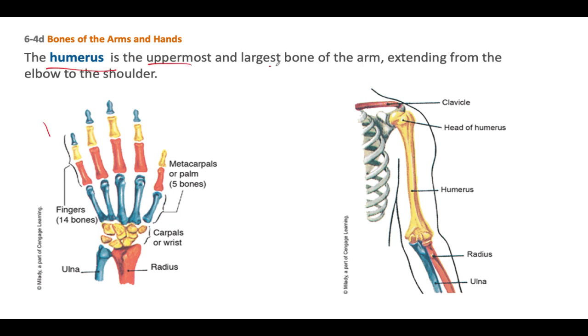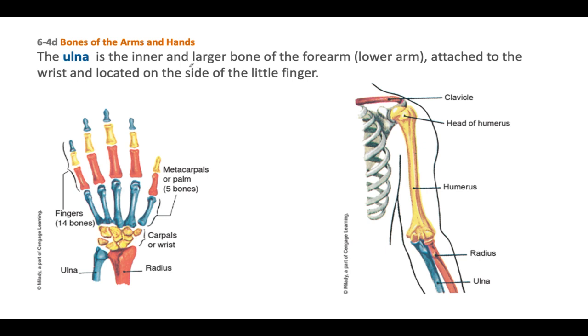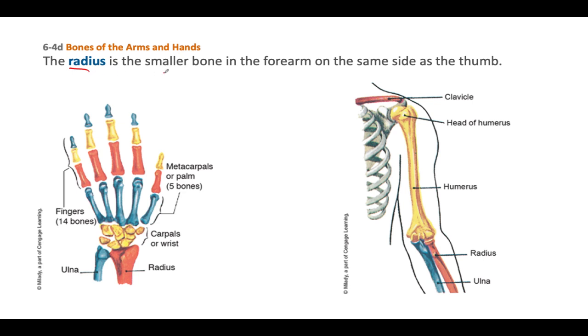The humerus is the uppermost and the largest bone of the arm, extending from the elbow to the shoulder. So this area is the humerus. It's the largest bone of the arm, extending from the shoulder down to the elbow area. Ulna is the inner and the larger bone of the forearm, the lower arm attached to the wrist and located on the side of the little finger. So what's connected to the little finger is the ulna. It appears to be a thinner bone, but it is longer, and so it's the larger of the bones. Radius is the smaller bone in the forearm on the same side as the thumb. So radius is on the thumb side.